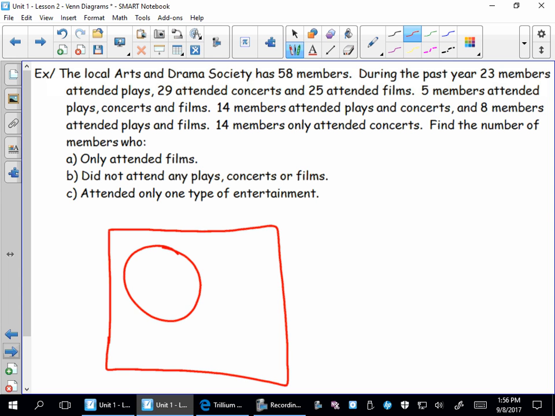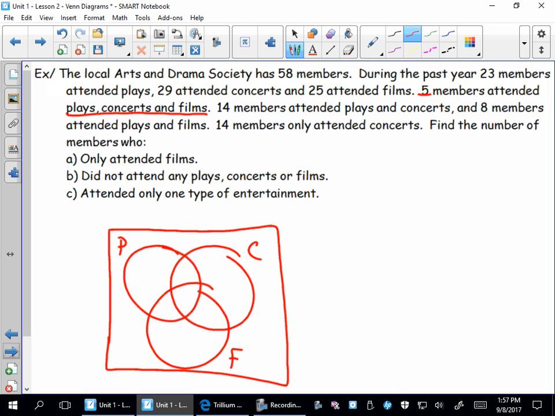Plays, concerts, films. If you put yours in a different order, it doesn't make a difference. And we really want to look for the overlap, the part in the middle first. People who did all 3. If I scan quickly, I see that there was 5 members who did plays, concerts, and films. There's my triple. I got 14 who did plays and concerts. But I've already got 5, so these are 9. 8 who did plays and films. So that gives me a 3.